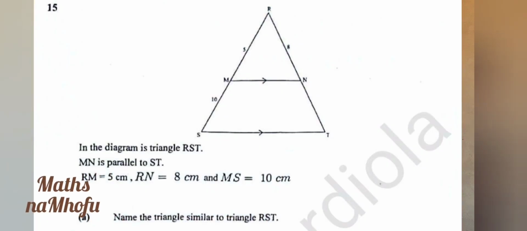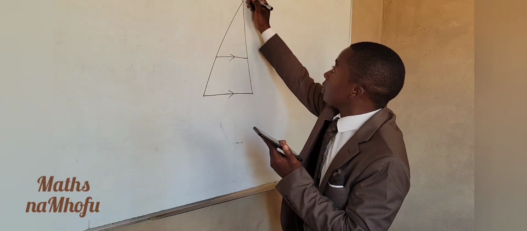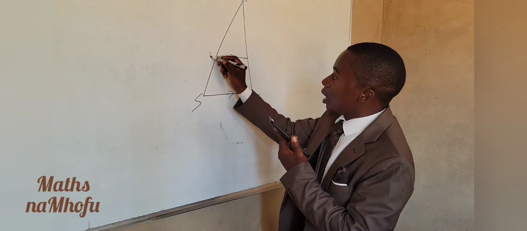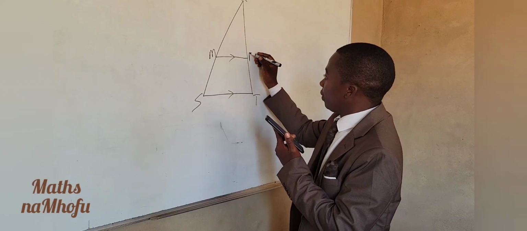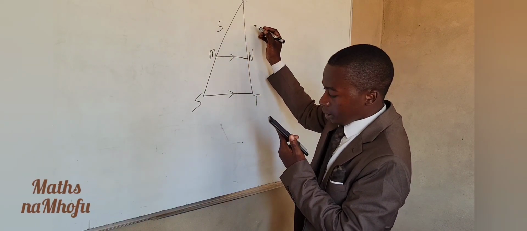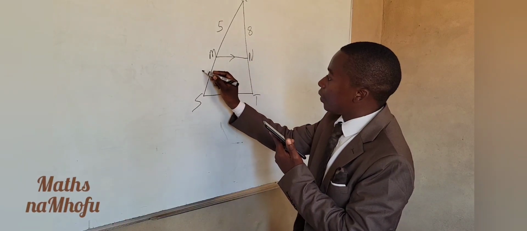In the diagram is a triangle RST. MN is parallel to ST. RM equals 5 centimeters, RN equals 8 centimeters, and MS equals 10 centimeters. Name the triangle similar to triangle RST. R, S, and T is here. Here we have M, and here we have N. We have a 5 here, we have 8, we have 10.